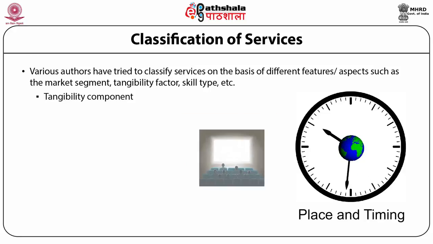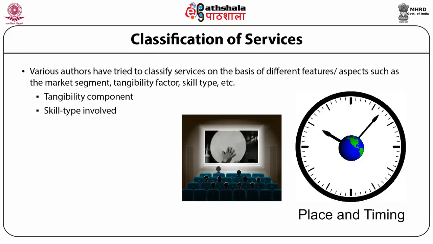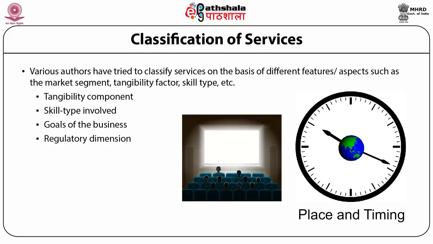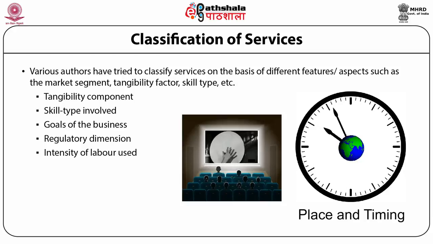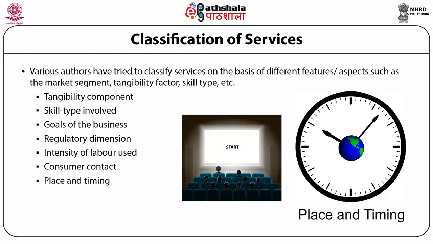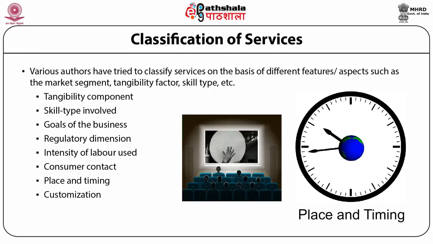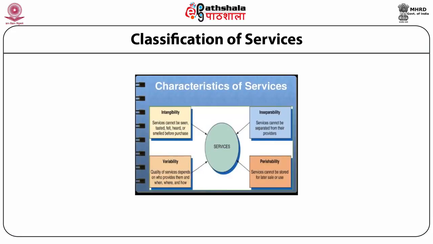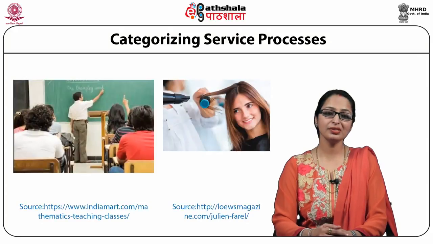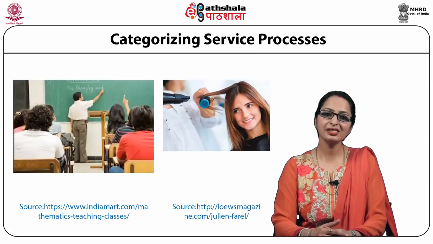tangibility component, skill type involved, goals of the business, regulatory dimension, intensity of labor used, consumer contact, place and timing, customization, relationship with customers, demand and supply. This diagram reflects on the characteristics of services. This topic has already been dealt in detail in the previous section. So students, let's move ahead with categorizing the service processes.